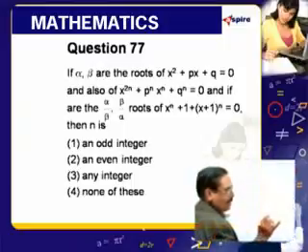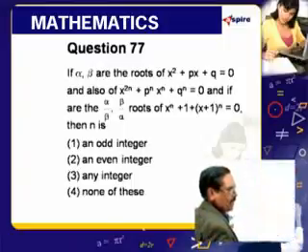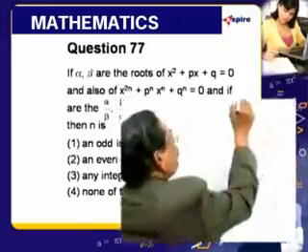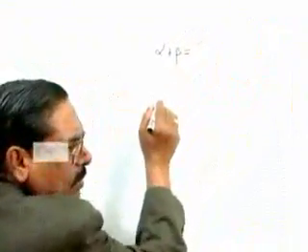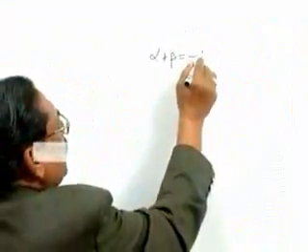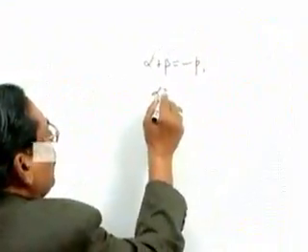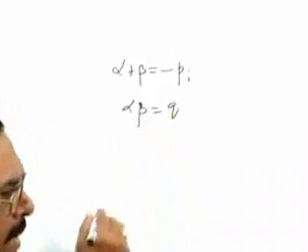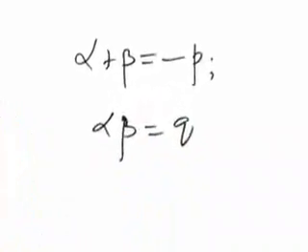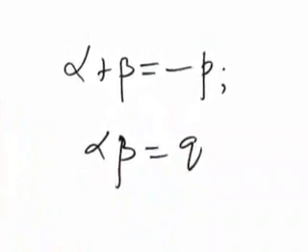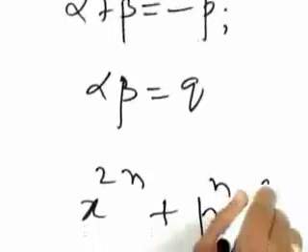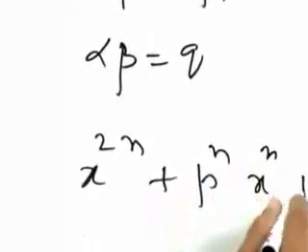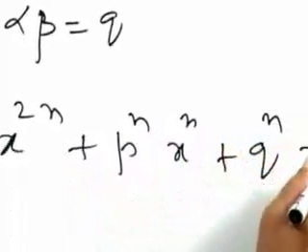Now alpha, beta are the roots of the equation x squared plus px plus q is equal to 0. Therefore alpha plus beta will be equal to minus p, and alpha beta is equal to q. Also, they are the roots of this equation: x power 2n plus p power n x power n plus q power n equal to 0.